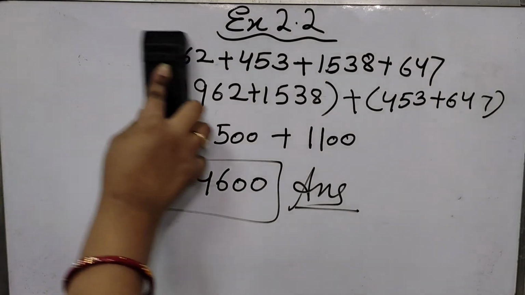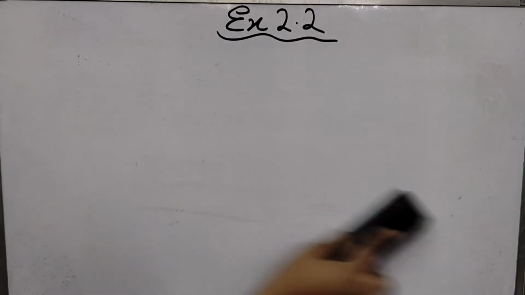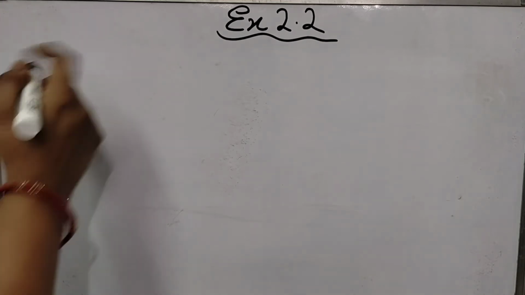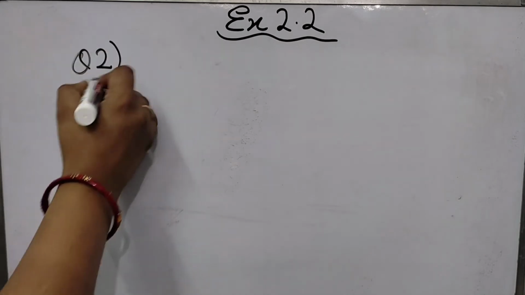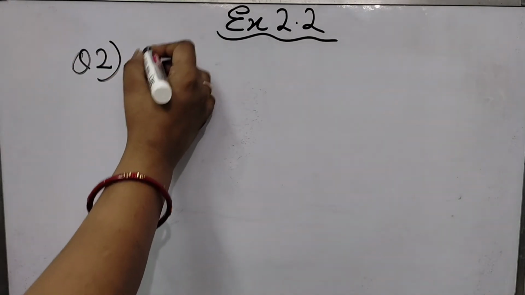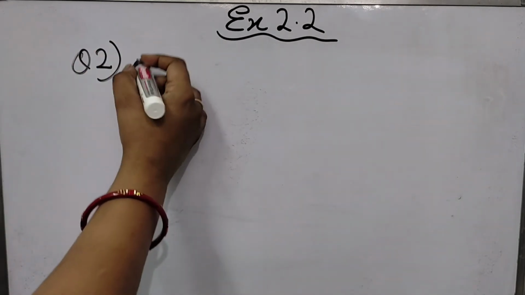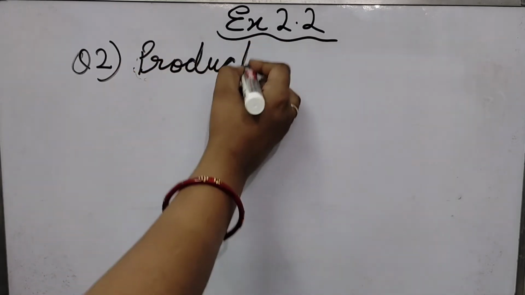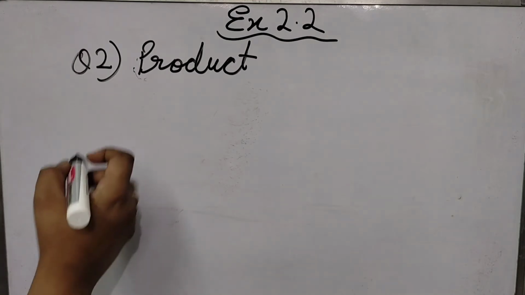Moving on to next question. Question number 1 has only two parts. Question number 2 is find the product by suitable rearrangement. Similar to question number 1, in which we did addition, in question number 2 we need to find out the product in the same way by rearranging numbers.